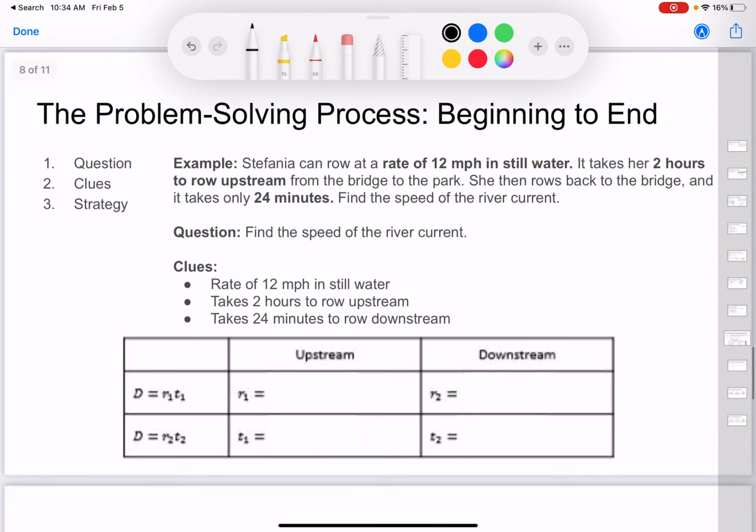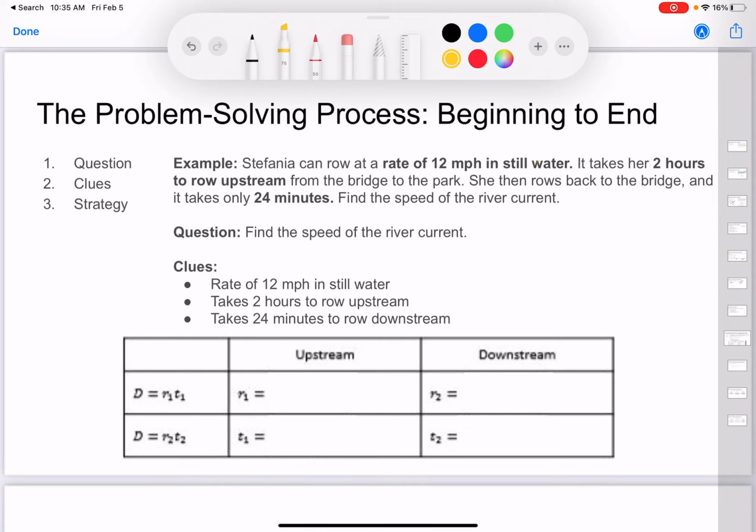Now what we're going to do is answer one more question from beginning to end. And as we do this, we're going to use each of our problem-solving processes. So here is the example. Steffiana can row at a rate of 12 miles per hour in still water. It takes her 2 hours to row upstream from the bridge to the park. She then rows back to the bridge, and it takes only 25 minutes. Find the speed of the river current.